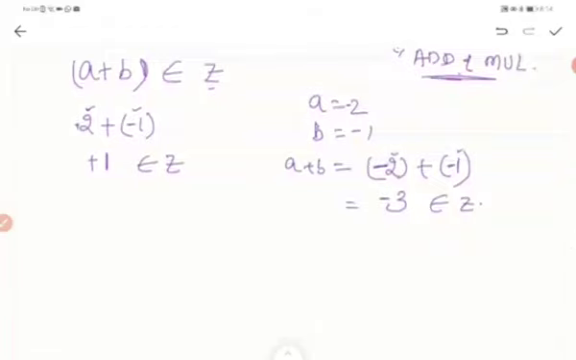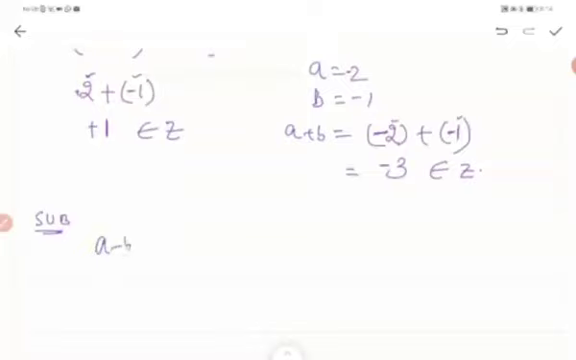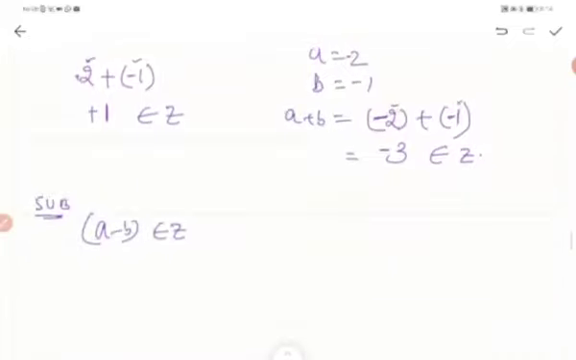What about subtraction? Can you check for subtraction? This was for addition, right? So for subtraction, a minus b should belong to Z, then we will say it is true. Let's take the same example, a equal to minus 2 and b equal to minus 1. What do you think? Will it be true? Yes, it will be true, because if you add or subtract, you will get the output in terms of integers only. So let's see this.